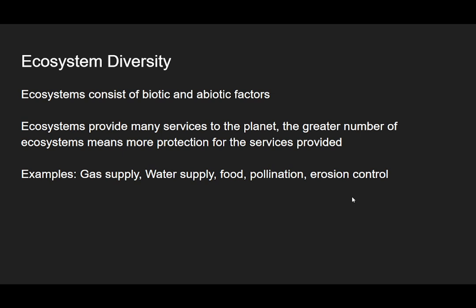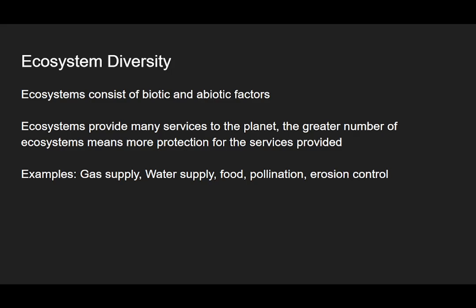All right, ecosystem diversity. Ecosystem is quite important. It's actually very, very important. So an ecosystem consists of biotic and abiotic factors. We are part of this ecosystem, and maybe your desk is also a part of this ecosystem, and the laptop you're using to listen to this lesson is also a part of this ecosystem.